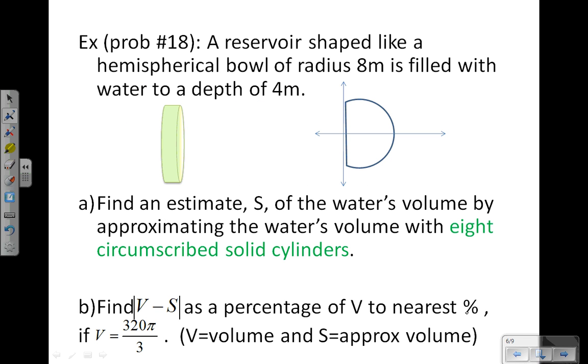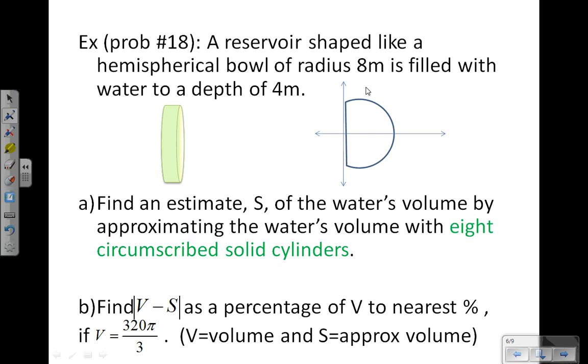Okay. I put in one more problem here that's a bit more complicated. I took problem number 18 straight from the homework set, so 5.1, number 18. It tells us that we have a reservoir shaped like a hemispherical bowl with a radius of 8, and it's going to be filled with water to a depth of 4 meters. So a hemisphere means half of a sphere. So I actually chose to draw my semicircle or hemisphere on its side, just because my units will work out better that way, my x and y units.